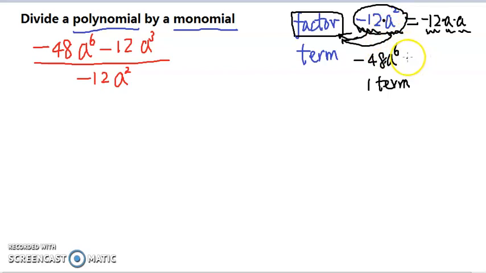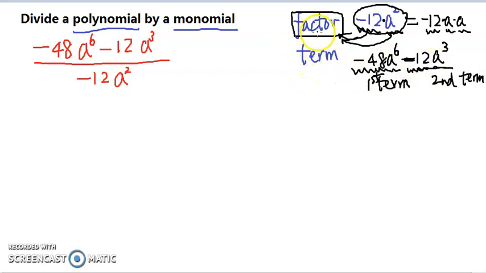And then we can add or subtract other terms. So when we see subtraction, this one means minus, then this is another term. So here we have two terms. The first term is negative 48a to the 6. The second term is negative 12a cubed. So we got two terms.